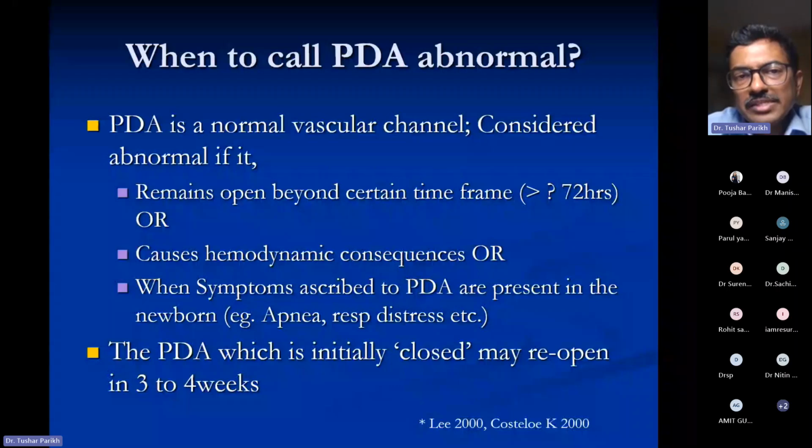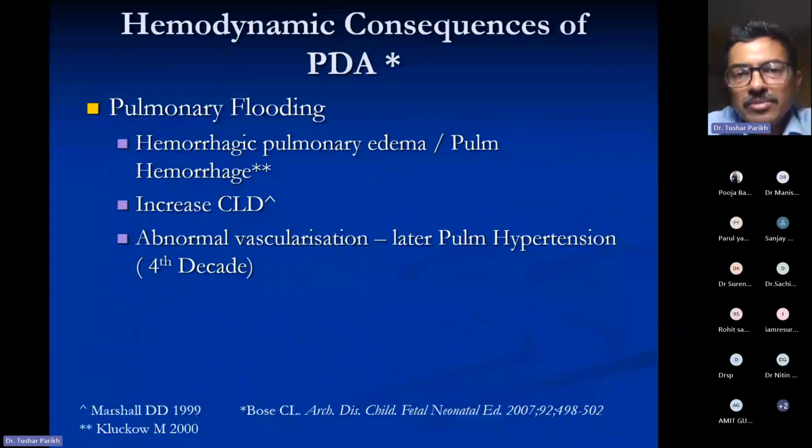So what are the symptoms? What are the consequences of the presence of a PDA? PDA causes pulmonary flooding. So there is increased blood flow in the pulmonary circulation, which may lead to hemorrhagic pulmonary edema or sometimes frank pulmonary hemorrhage.